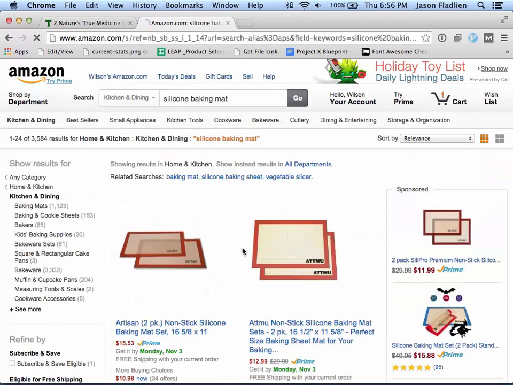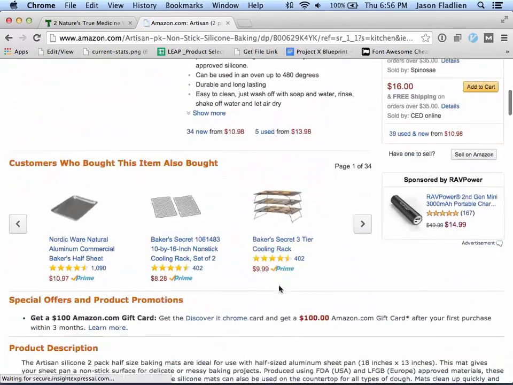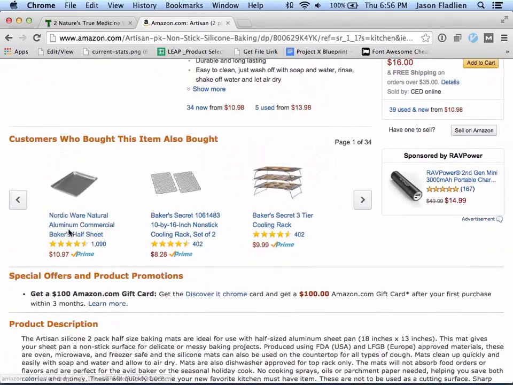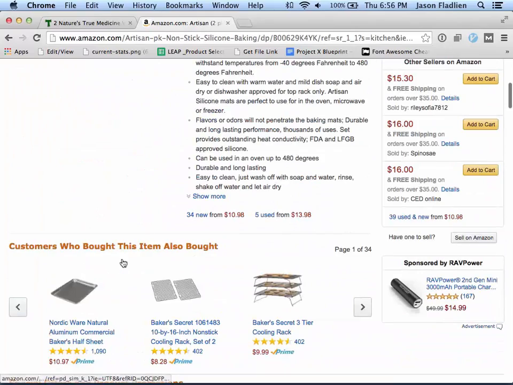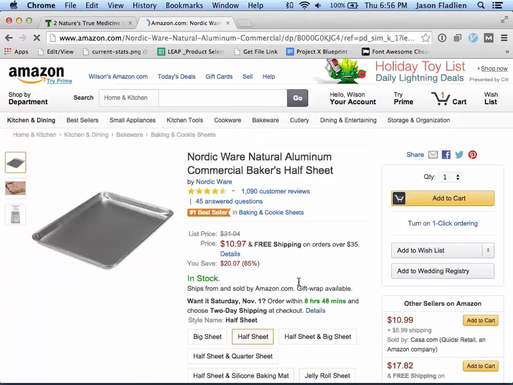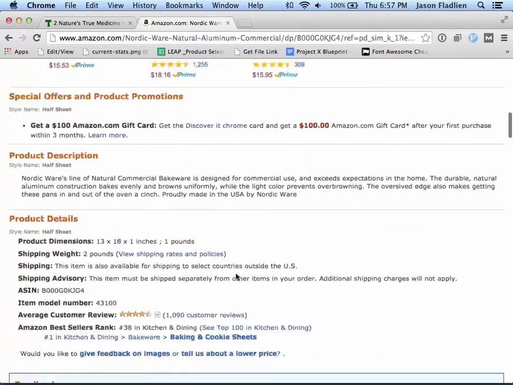So if I go to Amazon.com and I do a search for like silicone baking mat, and let's look at like the #1 person here, artisan. And then we go down here and we say customers who bought this also bought this baker sheet. Why can't it be our baker sheet? Or vice versa. If I look at this baker sheet, customers who bought this also bought this. Why can't mine be that thing?